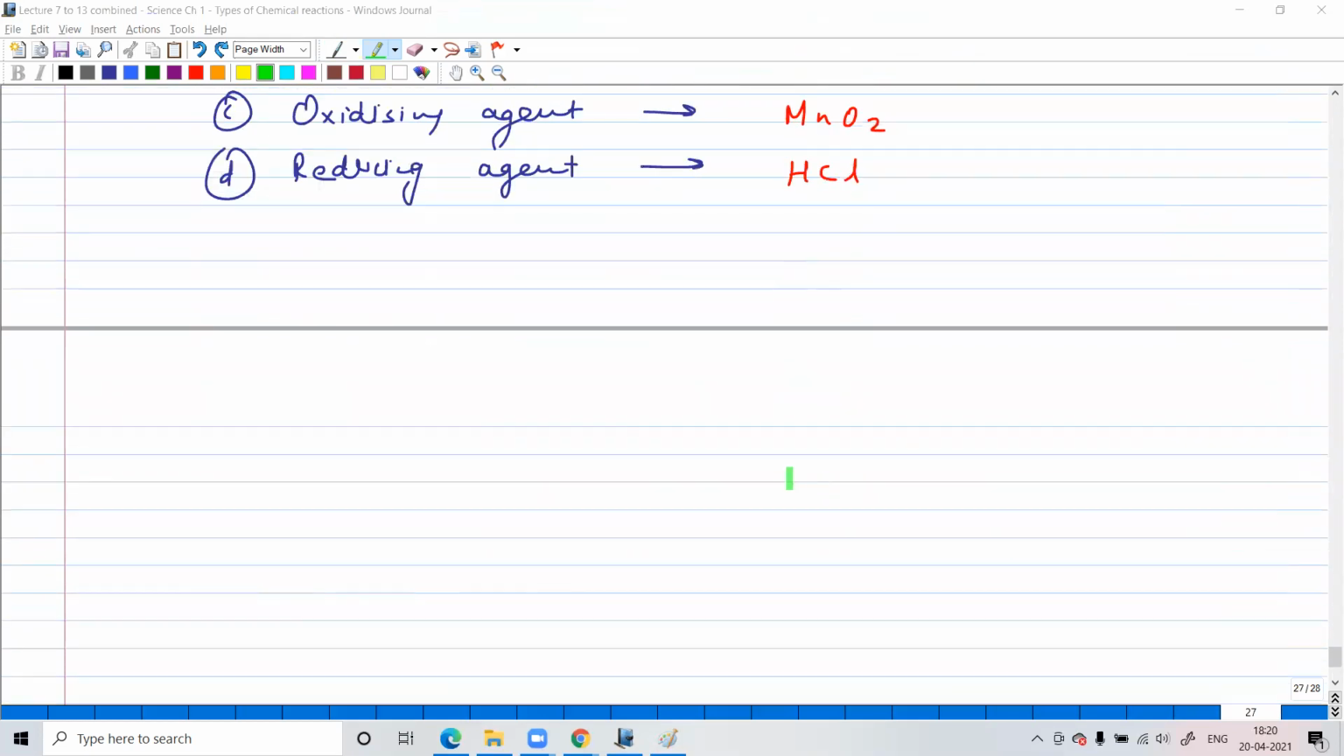I'm going to write down the definitions of oxidizing and reducing agent, but I don't want you to use this definition, at least not for now, unless you are very, very sure. Use the logic which I explained so far to identify which one is the oxidizing agent and which one is the reducing agent.